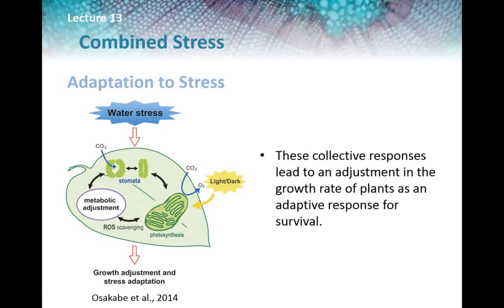This is a basic figure that shows the initial reaction or the short-term adaptations of plants to water stress. Stomatal response, ROS scavenging, metabolic changes, and photosynthesis are all affected when plants are subjected to water stress. These collective responses lead to an adjustment in the growth rate of the plant as an adaptive response for survival.